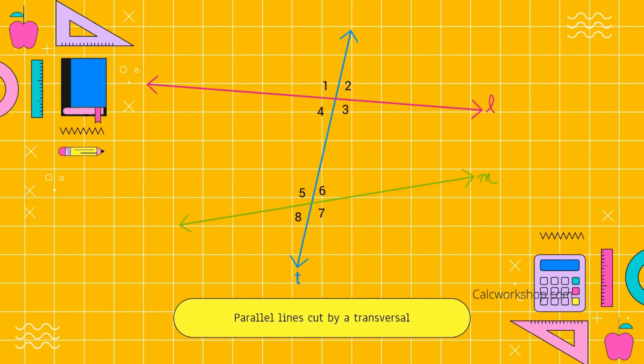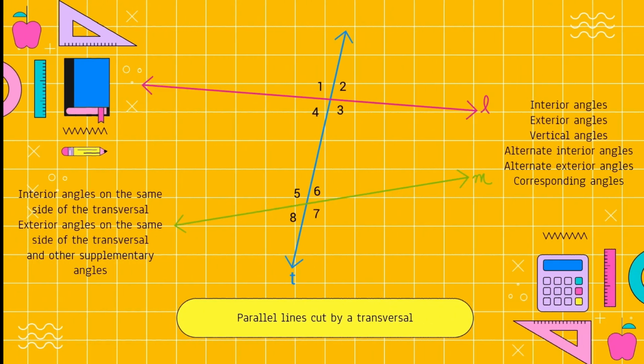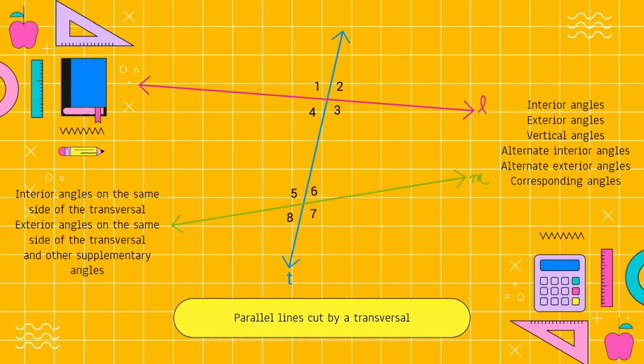With that said, when this transversal intersects the parallel lines, certain angles and angle pair relationships are formed. We have interior and exterior angles, vertical angles, alternate interior and alternate exterior angles, corresponding angles, interior angles on the same side of the transversal, exterior angles on the same side of the transversal, and other supplementary angles. This is what the instructional material would revolve around.